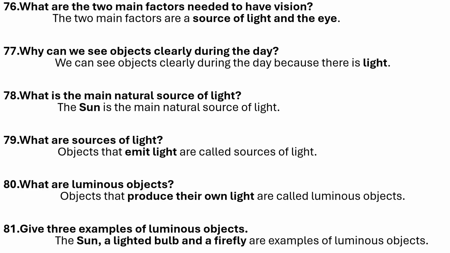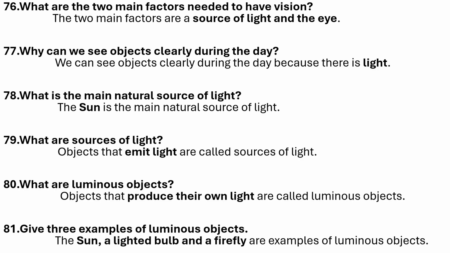What are the two main factors needed to have vision? The two main factors are a source of light and the eye. Why can we see objects clearly during the day? We can see objects clearly during the day because there is light. What is the main natural source of light? The sun is the main natural source of light.